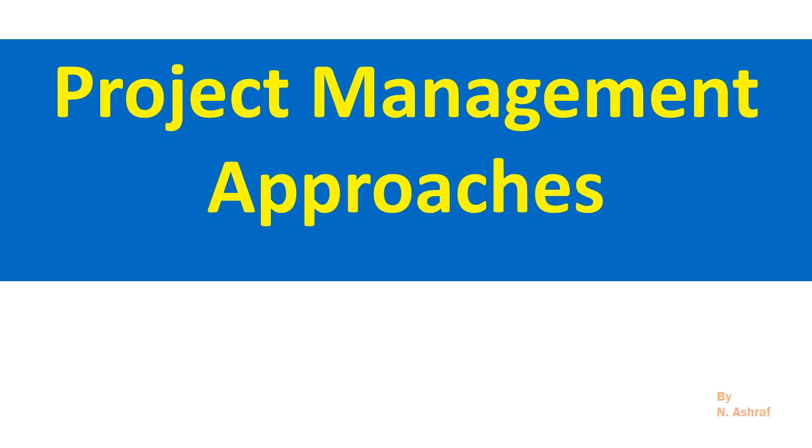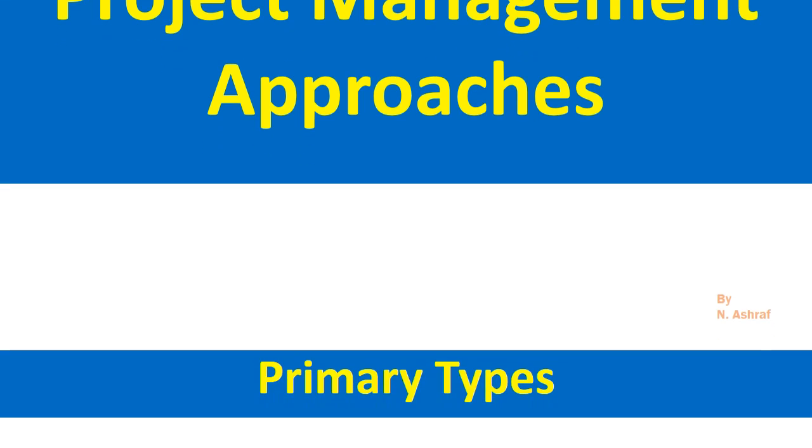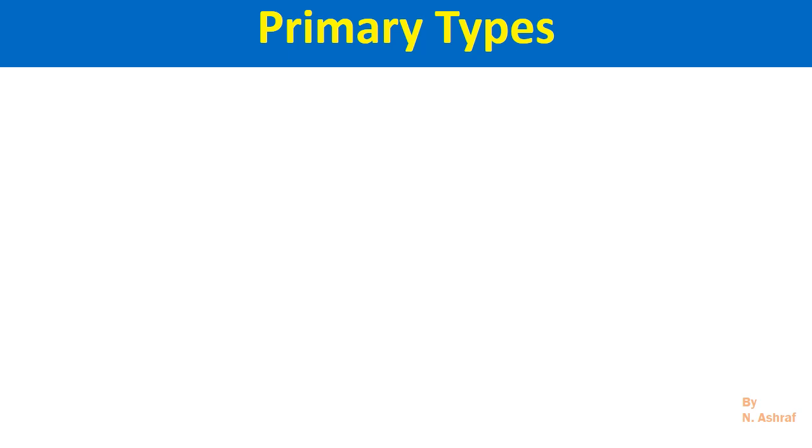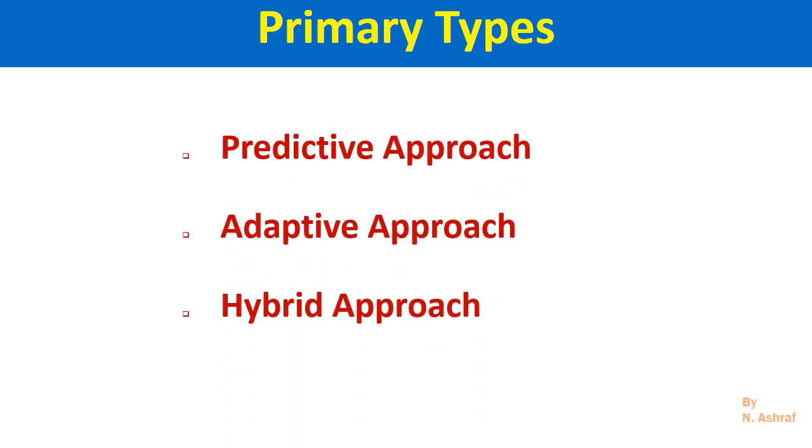Welcome to Project Management. Today we will learn about project management approaches. Basically, there are three types of project management approaches. First one is predictive approach, second one is adaptive approach, and the third one is hybrid approach.